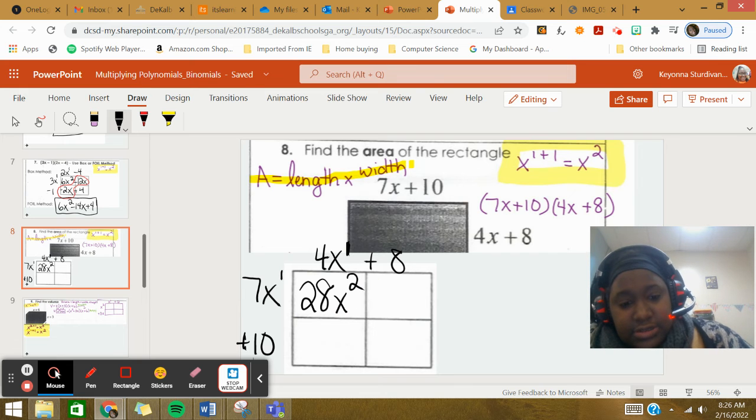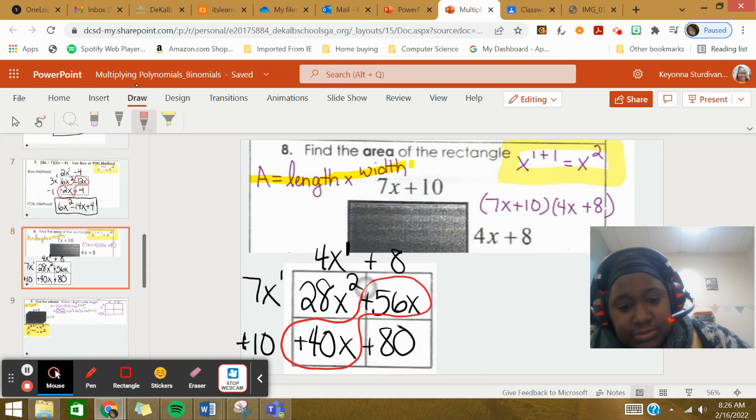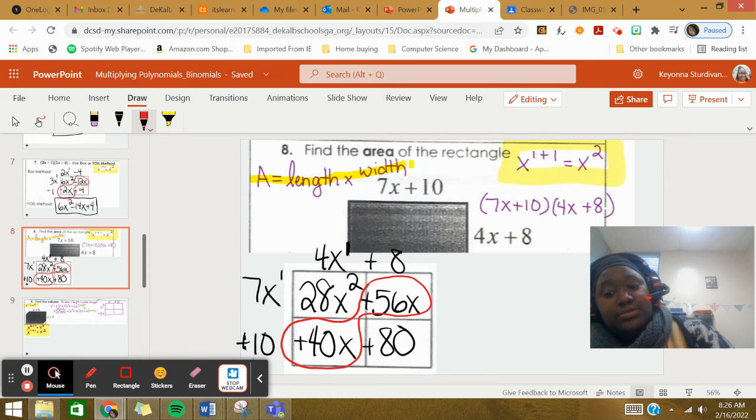7 times 8 is going to give me 56, so this would be plus 56x. And then 10 times 4 is going to give me plus 40x. And then finally 10 times 8 will be plus 80. Remember to always combine your like terms. When you do two binomials, it's normally going to be the numbers in the middle.